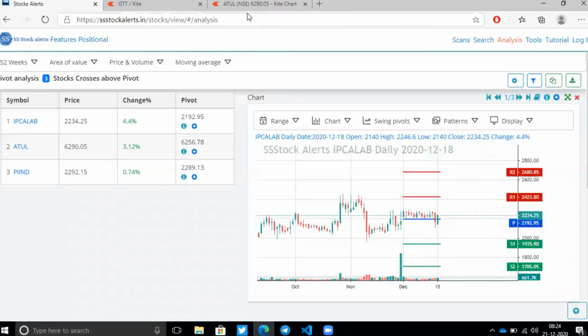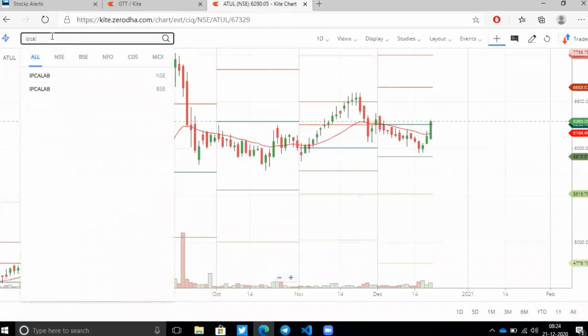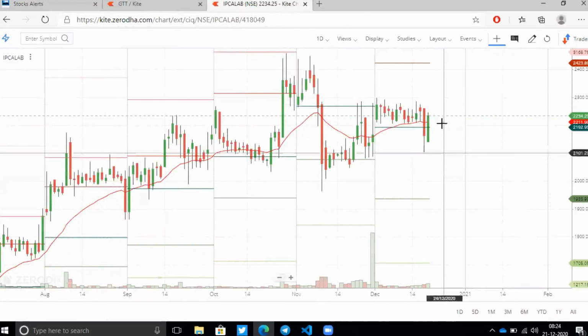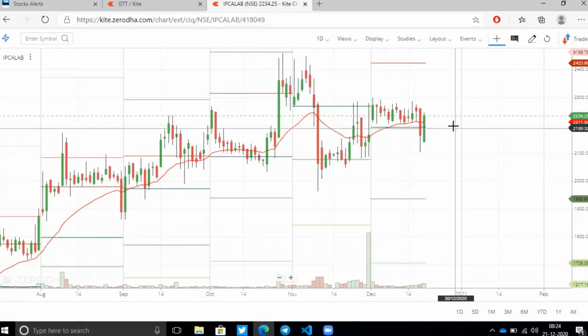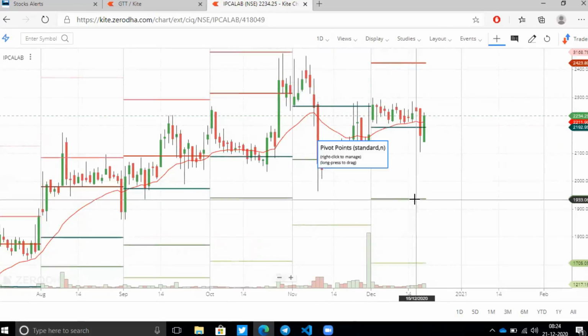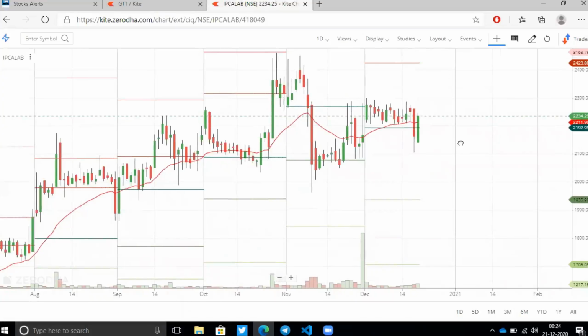So what is the stock now? IPCA Lab, right? Okay, IPCA Lab, and I'm just getting it. Okay, if you see, I'm selecting the daily time frame. My pivot points: you can see this is the pivot, this is R1, this is S1, and at the top R2 and at the bottom S2 will be there.